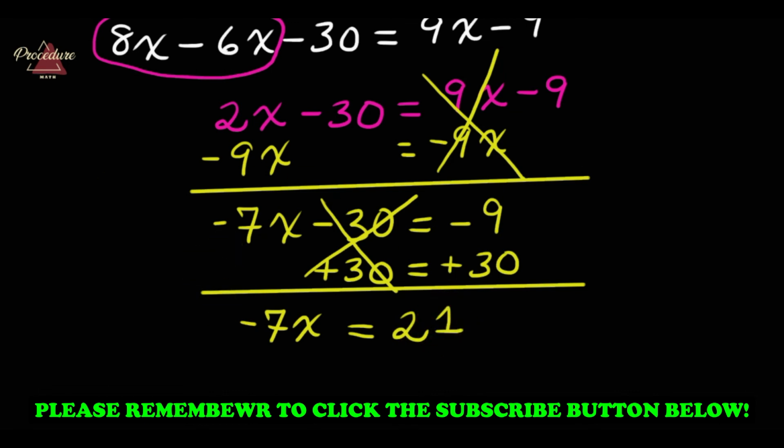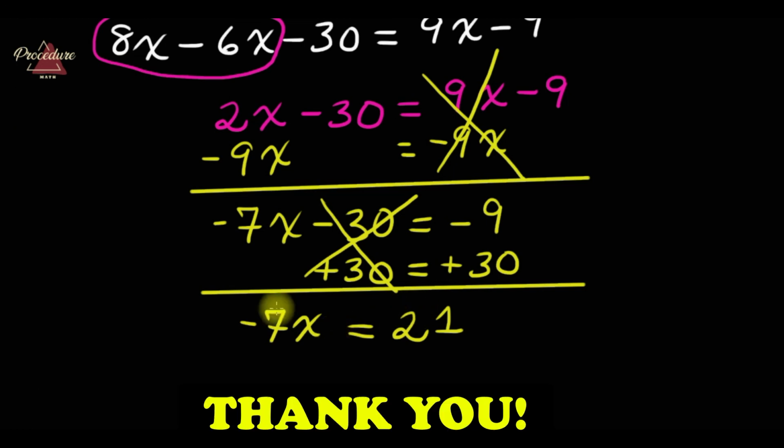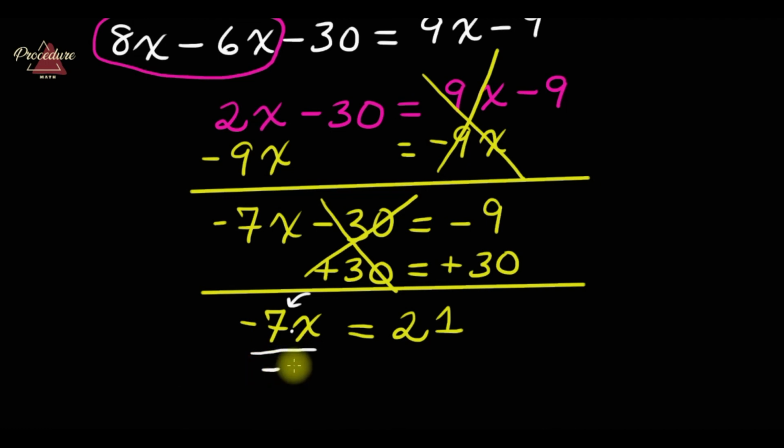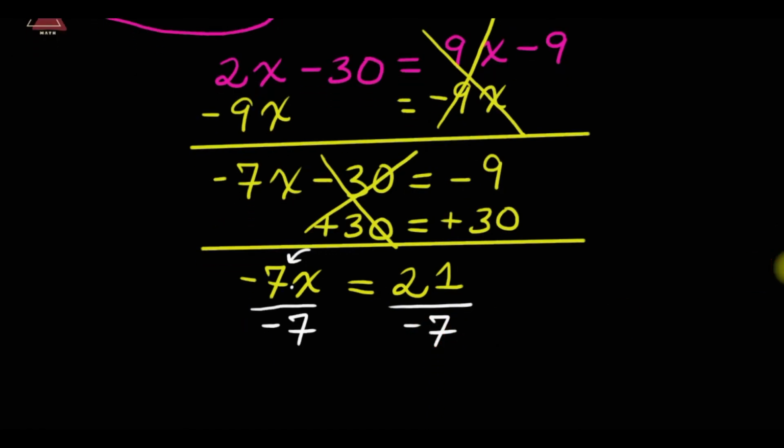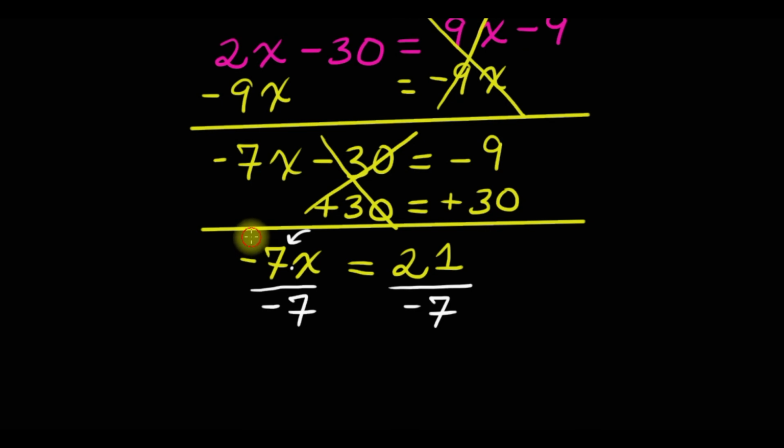And then the last thing we have to do is get rid of the number in front of the variable. So I have to get rid of this negative 7, and that's a multiply by negative 7. So to get rid of it, you divide by negative 7, and then you divide this by negative 7. Okay, so negative 7 over negative 7 is 1. So you're left with x. And then negative 7 goes into 21 negative 3 times. So x is negative 3.